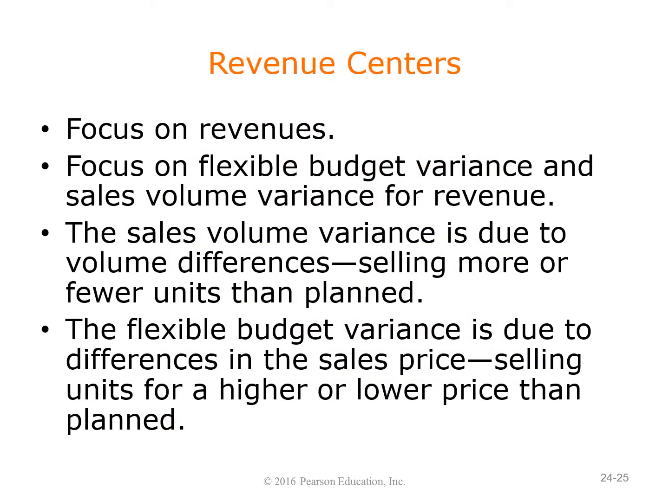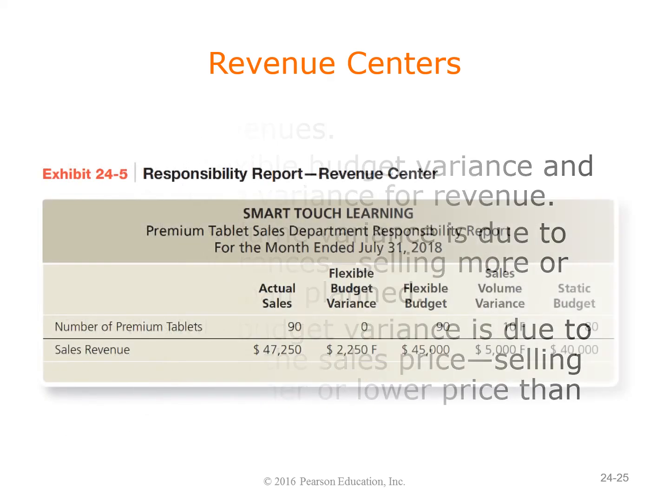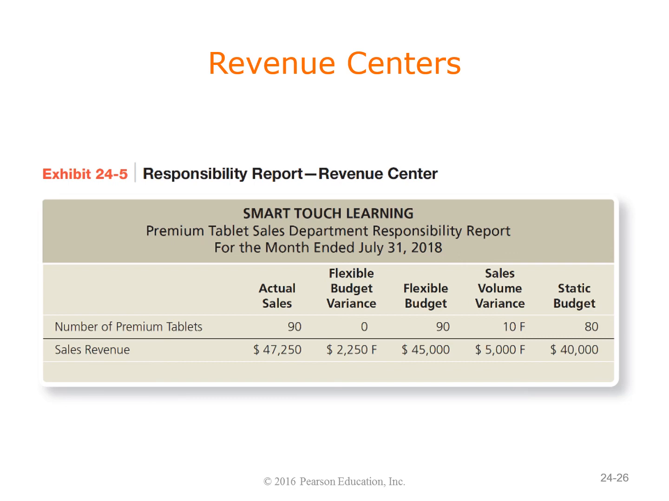The revenue center, as we said previously, focuses on revenue, and it focuses on the flexible budget variance and sales volume variance for the revenue. The sales volume variance is due to volume differences, selling more or fewer units than planned. The flexible budget variance is due to differences in the sales price, selling a unit for a higher or lower price than planned. Here, I'm comparing the actual sales to the flexible budget.